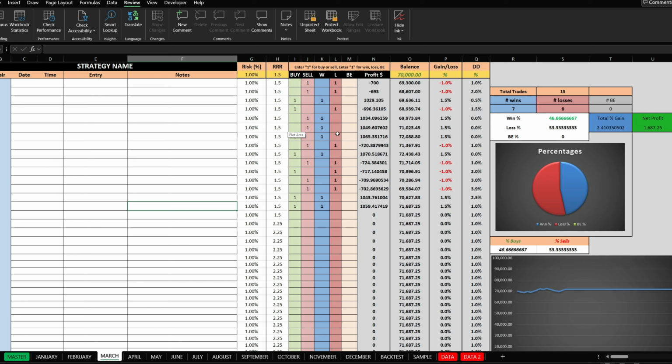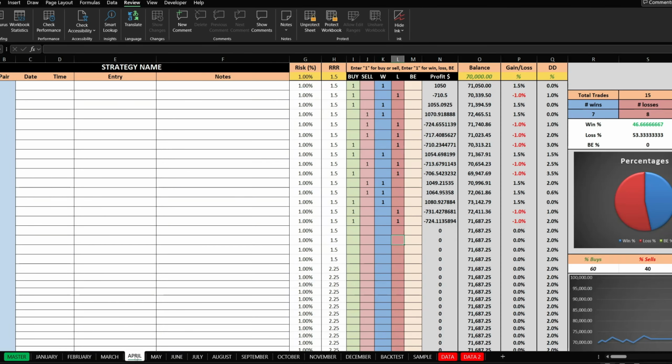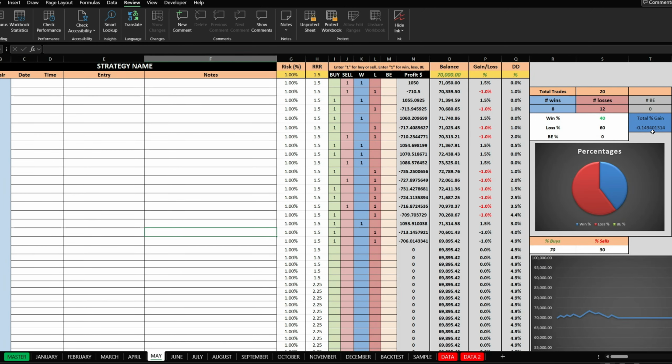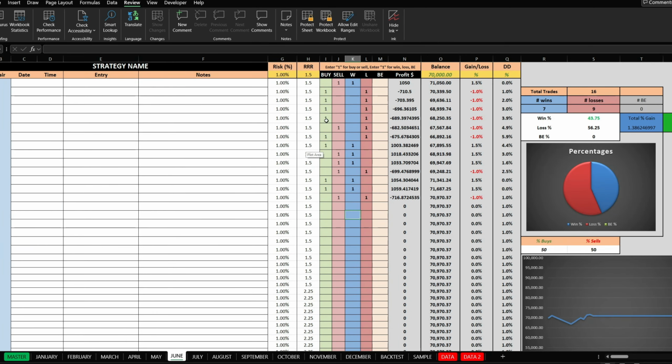March, a little more consistent, 7 wins, 8 losses after 15 trades, 2.4% gain. I think April was the exact same stats. Yep, 7 wins, 8 losses, total of 15 trades. May was another very small loss, pretty much a break-even month. Had a lot of trades. We had one stretch of 6 losses in May. And then June, oh wow, I remember this. We had another 6 trade losing streak, 6% drawdown in June, but we were still able to finish off the month with a profit.